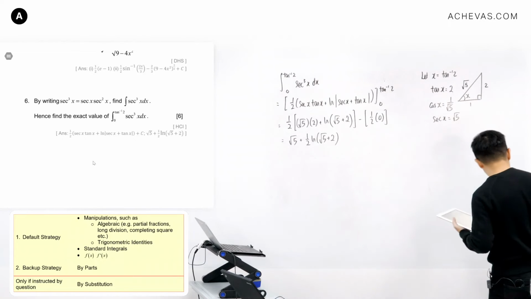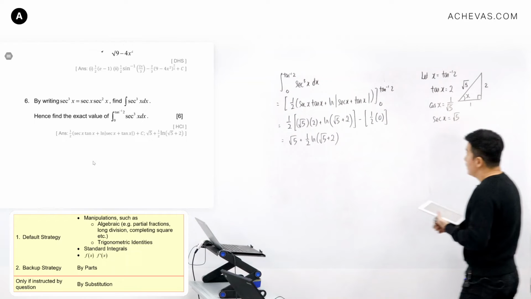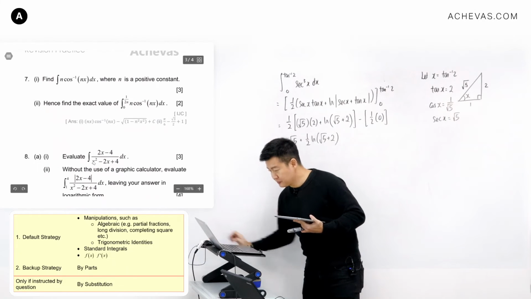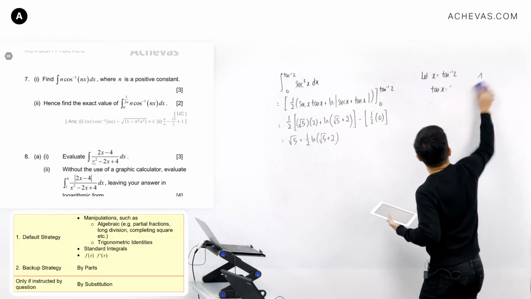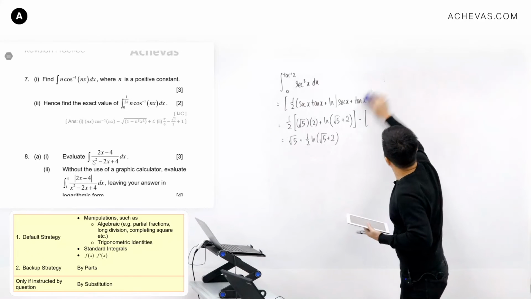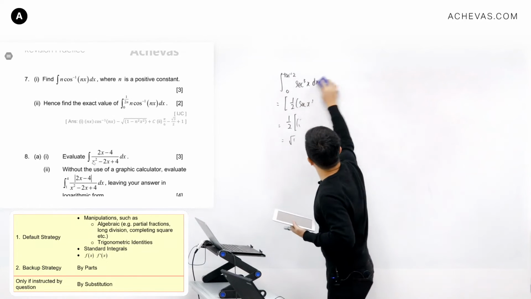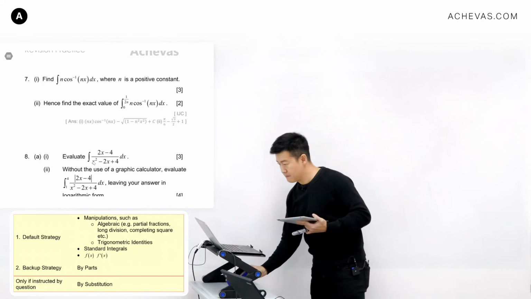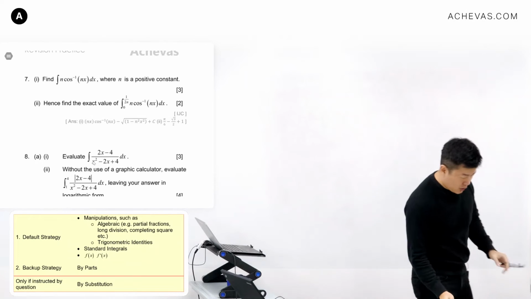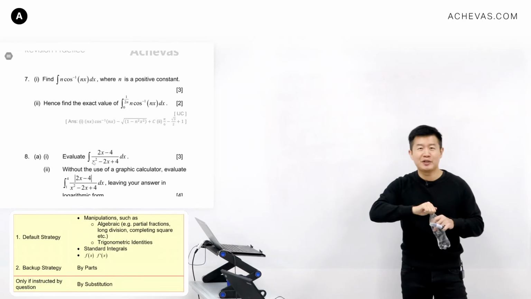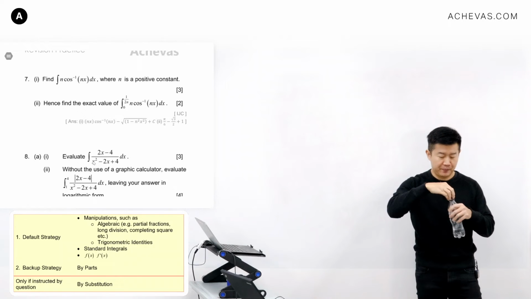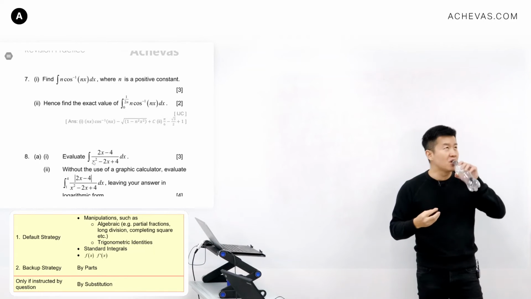Okay, that is question number 6. Let's try the next one, question number 7. Question number 7 looks a little bit strange because we have that n that is inside the integral. But I think it is actually not too bad.